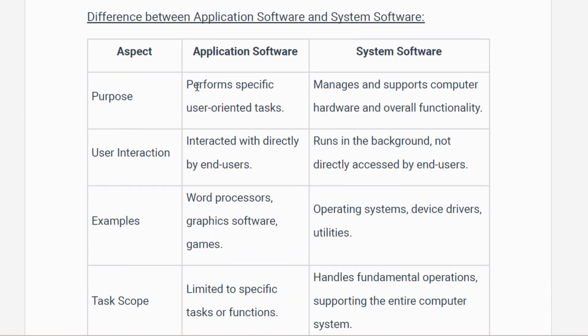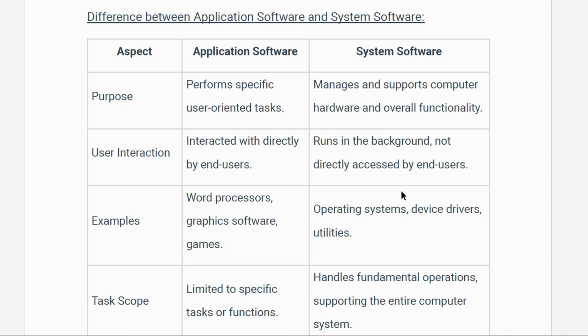We have said earlier, what does application software do? It performs specific user-oriented tasks. And what about system software? System software manages and supports the computer hardware, the whole system. Okay, whereas what kind of user interaction can we see in application software? The end users can directly interact in application software.